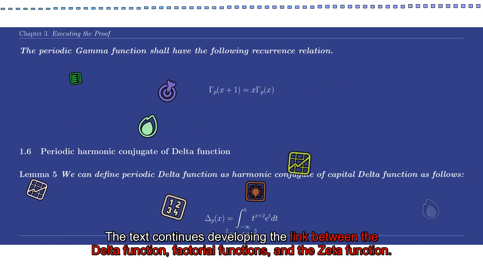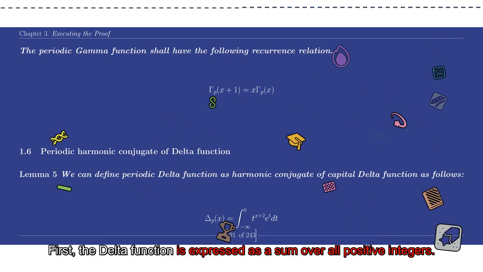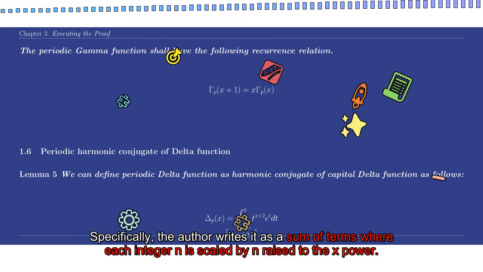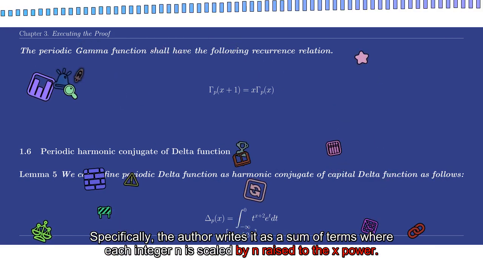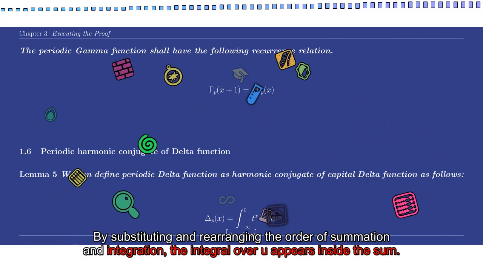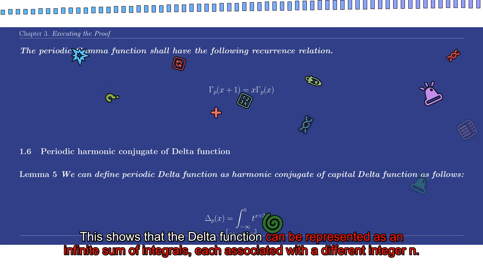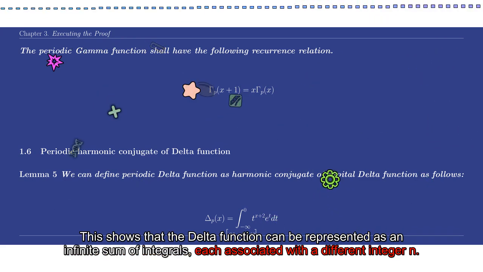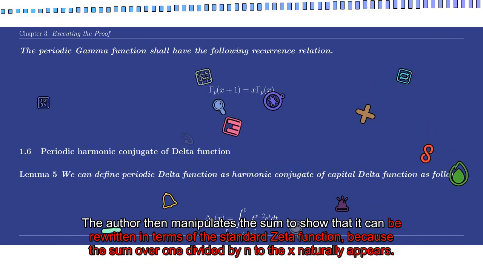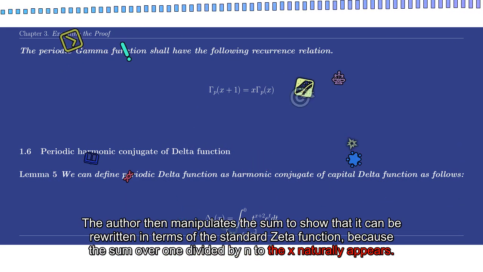The text continues developing the link between the delta function, factorial functions, and the zeta function. First, the delta function is expressed as a sum over all positive integers. Specifically, the author writes it as a sum of terms where each integer n is scaled by n raised to the x power. By substituting and rearranging the order of summation and integration, the integral over u appears inside the sum. This shows that the delta function can be represented as an infinite sum of integrals, each associated with a different integer n. The author then manipulates the sum to show that it can be rewritten in terms of the standard zeta function, because the sum over 1 divided by n to the x naturally appears.